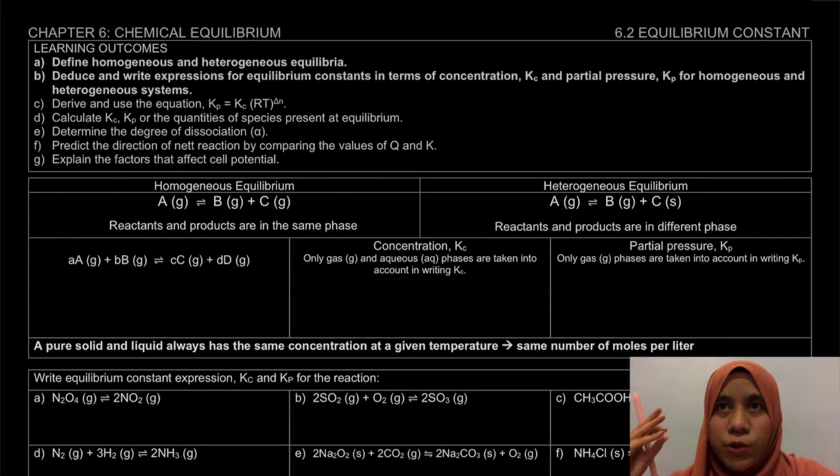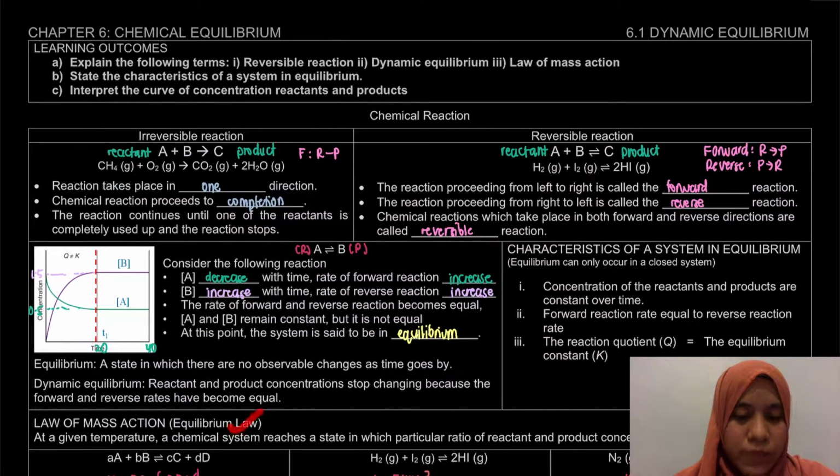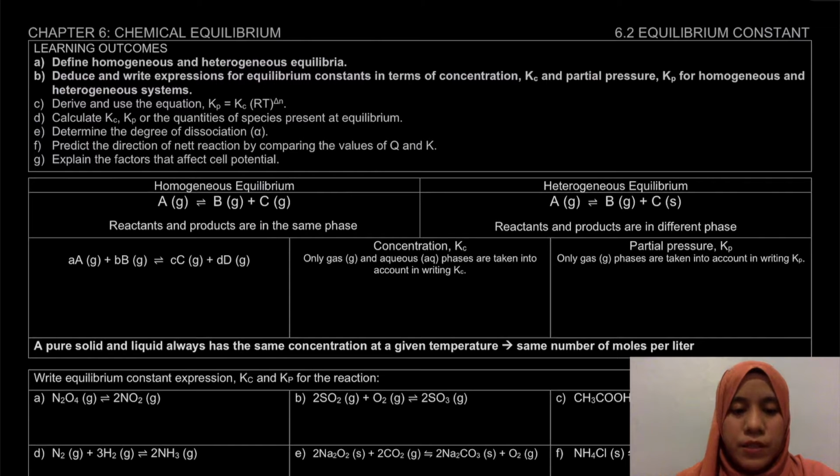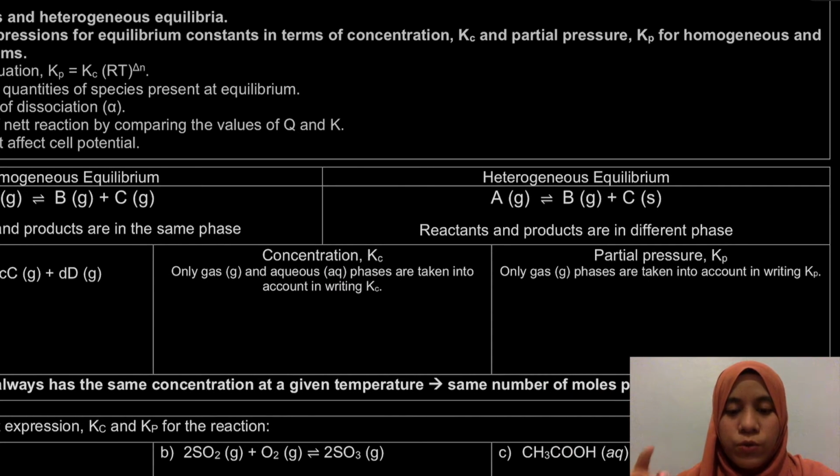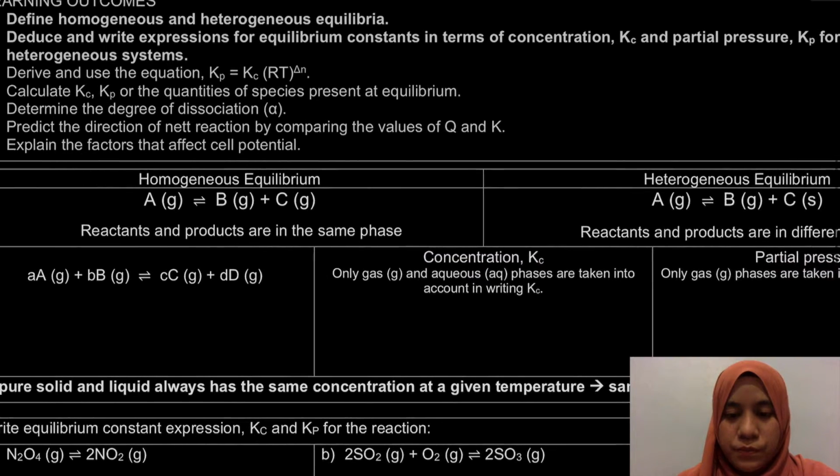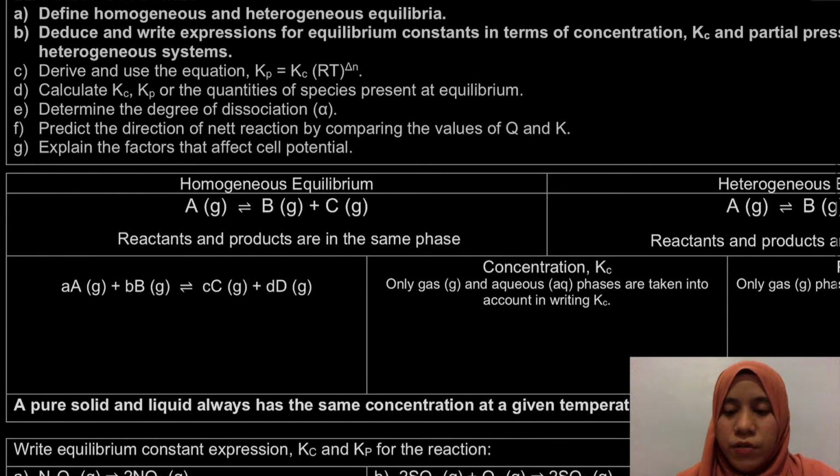This is a continuation of our law of mass action. In the law of mass action, we know that K is our equilibrium constant, which is product over reactant, in this case for concentration. But now what we're going to learn is that there are two types of K. One is Kc, where the small c is meant for concentration. The other is Kp, where the subscript P is meant for partial pressure. For the case of concentration, only gas and aqueous phases are taken into account in writing Kc.